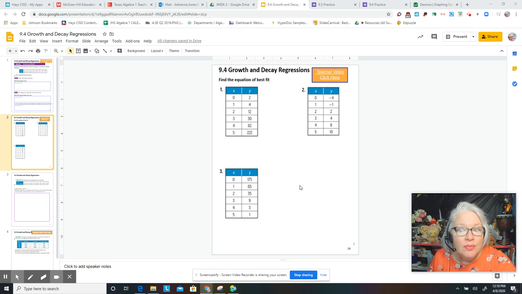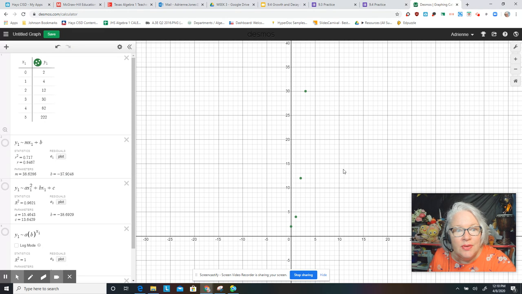All right, guys, that was the one and only example problem from this unit. The next 3 pages are supposed to be your practice problems. So you're going to find the equation of best fit. You will follow the steps I just did on the practice problem we just did together. You're going to take your table, put it in Desmos. I have all 3 regressions here.